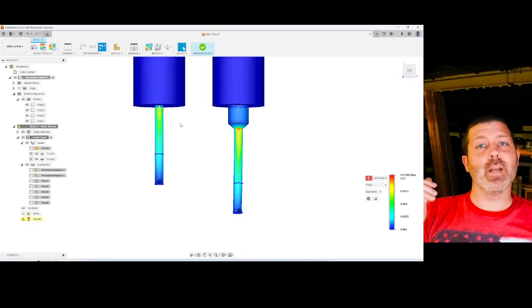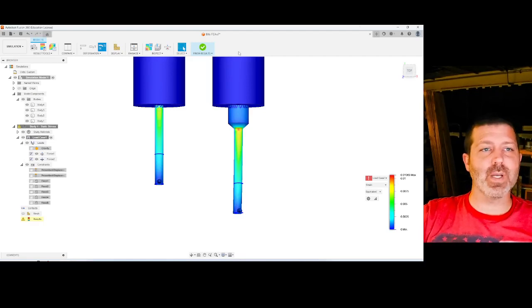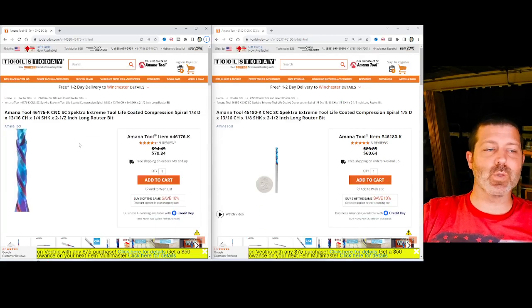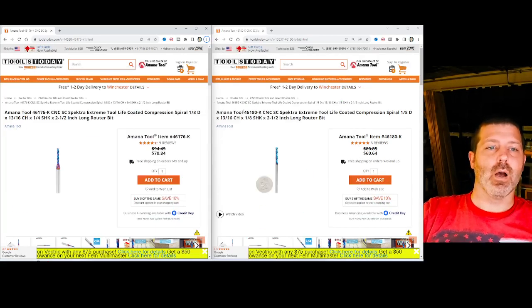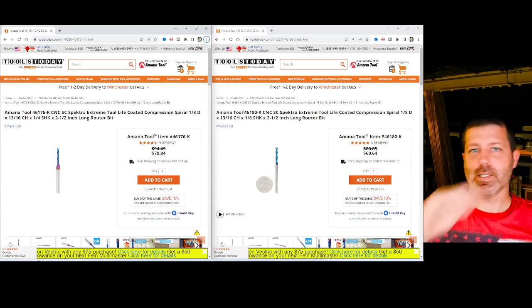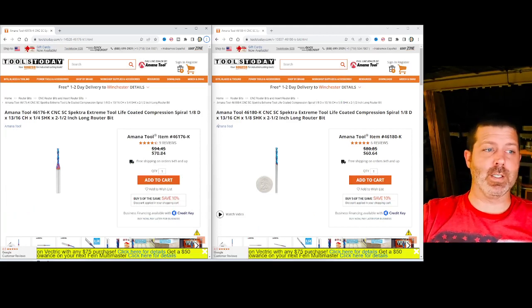Hey, so something came up today in a group about bit sizes and the shank sizes of bits. So I'm going to go over here and show you these bits real quick, and then we'll compare them on a failure analysis test over in Fusion 360 to show the difference.